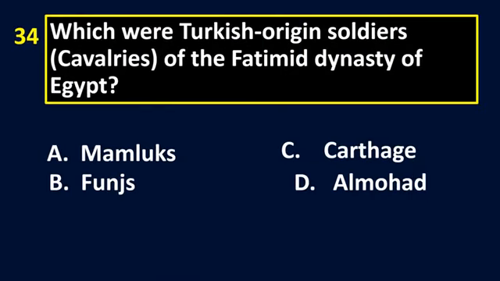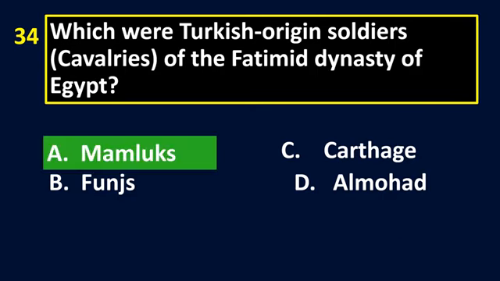34. Which were the Turkish-origin soldiers or cavalries of the Fatimid dynasty of Egypt? A. Mamluks, B. Funj, C. Carthage, D. Almohad. The answer is A. Mamluks.